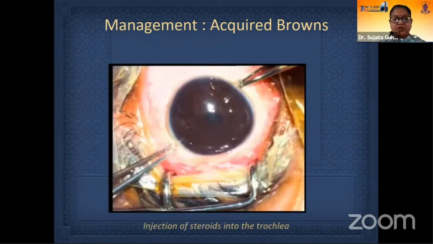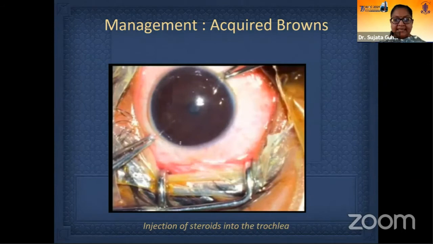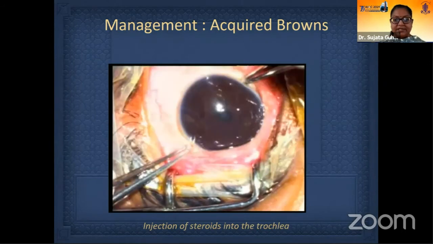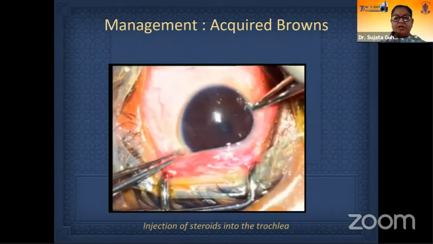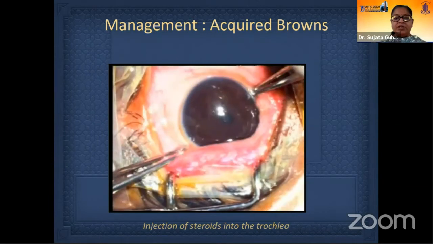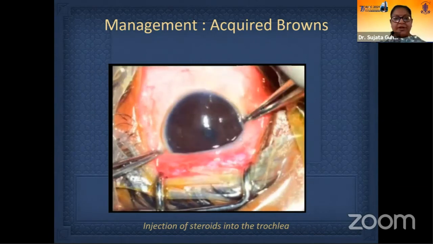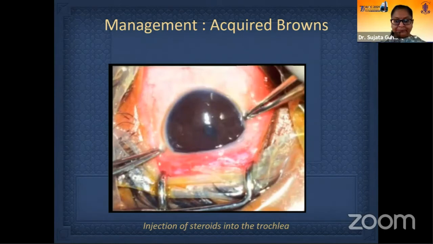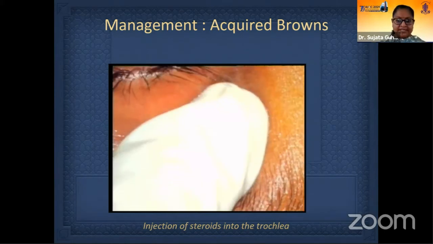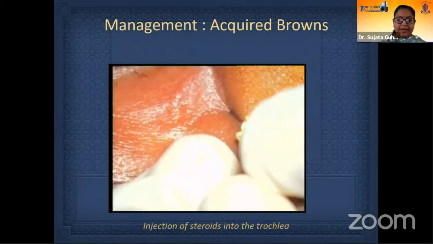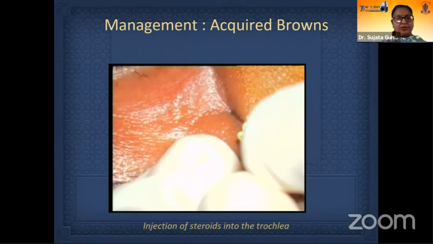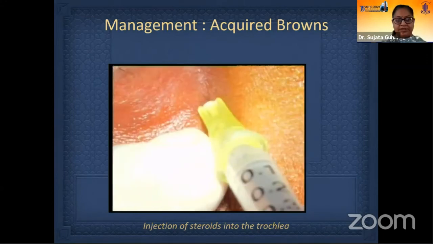Injection of steroids into the trochlear region: you can see the force reduction test is showing a tight superior oblique, and the injection into the trochlea is usually triamcinolone or dexamethasone given in the superior nasal part of the orbit with a 30 gauge needle. If it's dexamethasone, it's difficult to give triamcinolone with this thin needle. So this is dexamethasone being injected into the trochlear region.